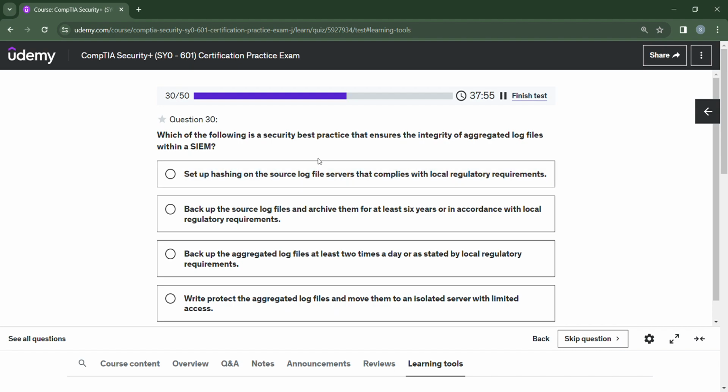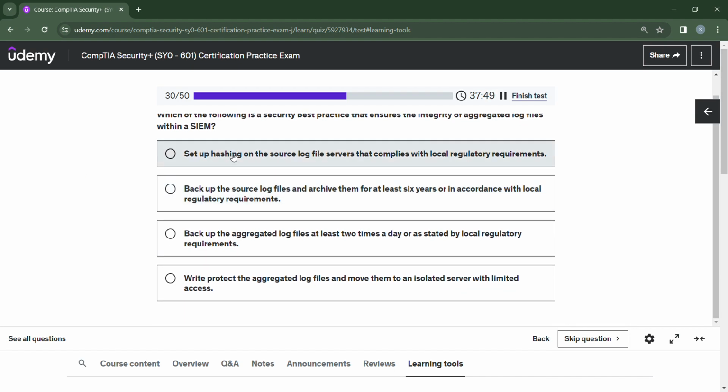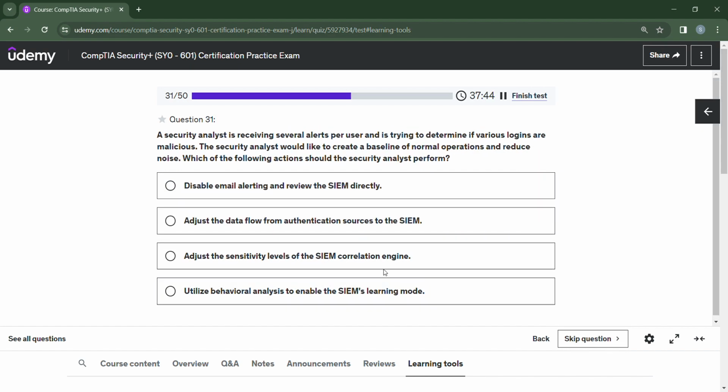Which of the following is a security best practice that ensures the integrity of aggregated log files within a SIEM? I think it's going to be setup hashing. Yeah, you have to hash the source log files.